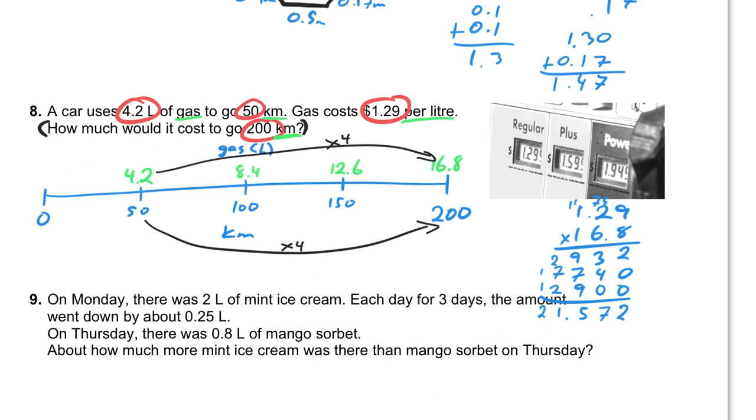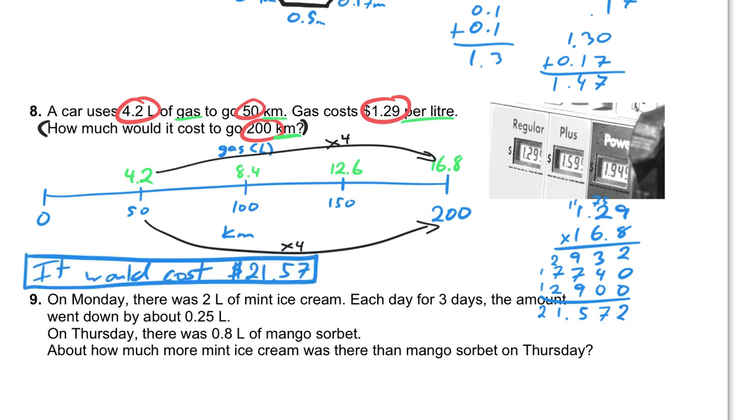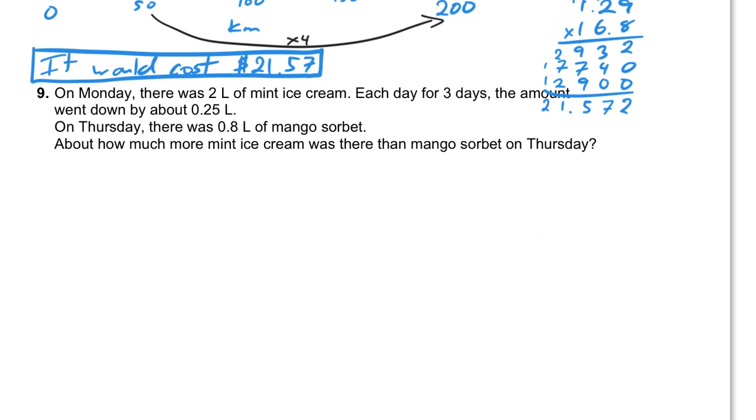And I think if we double check now, I think we've answered the question, how much would it cost to go 200 kilometers? It would cost $21. Let's write that down. It would cost $21.57. Next, and I think it's the final one? Yes, it is the final one.